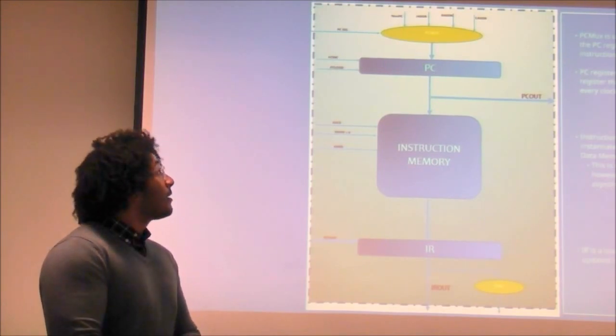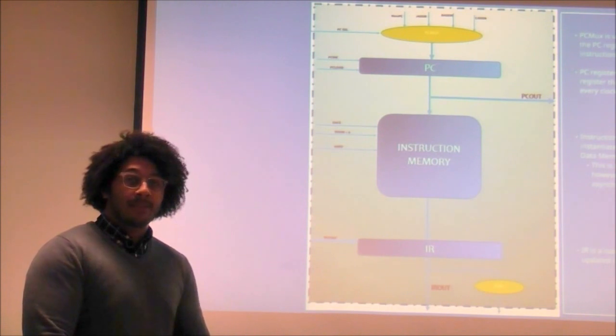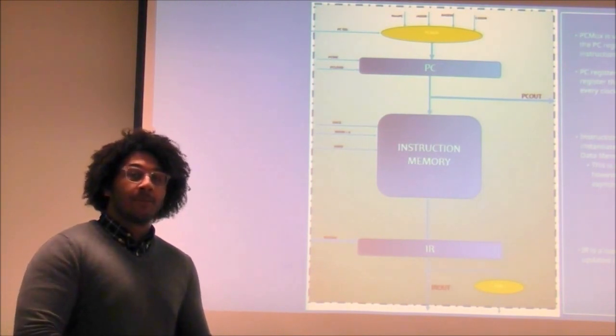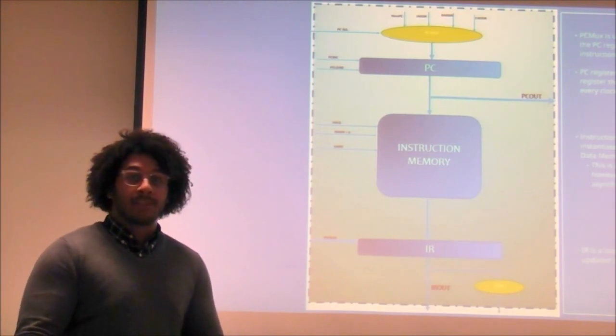And then up here, our PC MUX has 4 inputs. We have an enhanced address type, a jump address type, a branch address, and a new PC, which could be used to load the PC with one of the previous PCs that we stored.